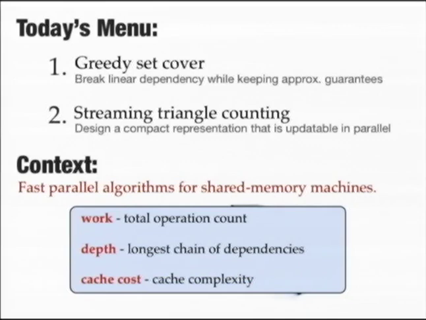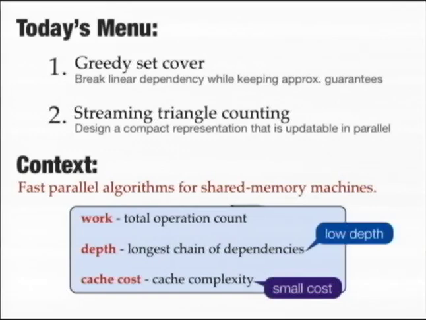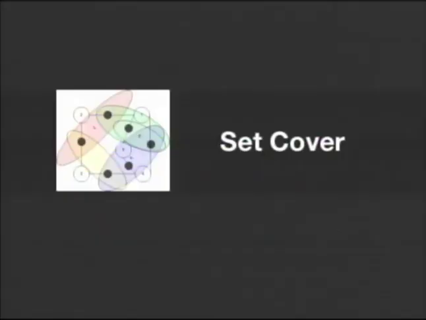Now, as we have seen already, we want work to be as small as we can, basically linear or something like n log n. As for depth, you also want that thing to be small. Cache cost, you want that to be small too. OK, let's dive into set cover. How many people in this room have not seen set cover before?